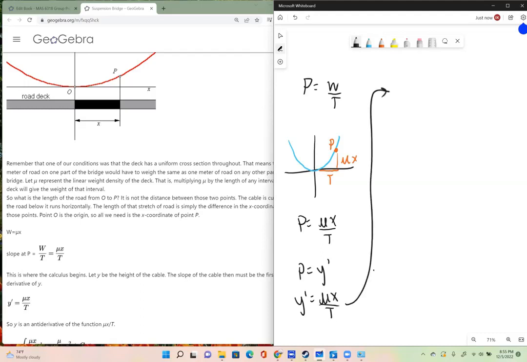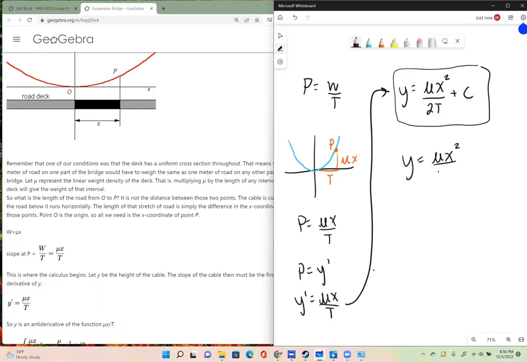And we take the antiderivative of y prime to solve for y, and you get a function like this, which models a quadratic. So it says here that C is centered at the origin, and so C would be 0, so then we just have mu times x squared over 2T, which is our quadratic function that models the suspension bridge.